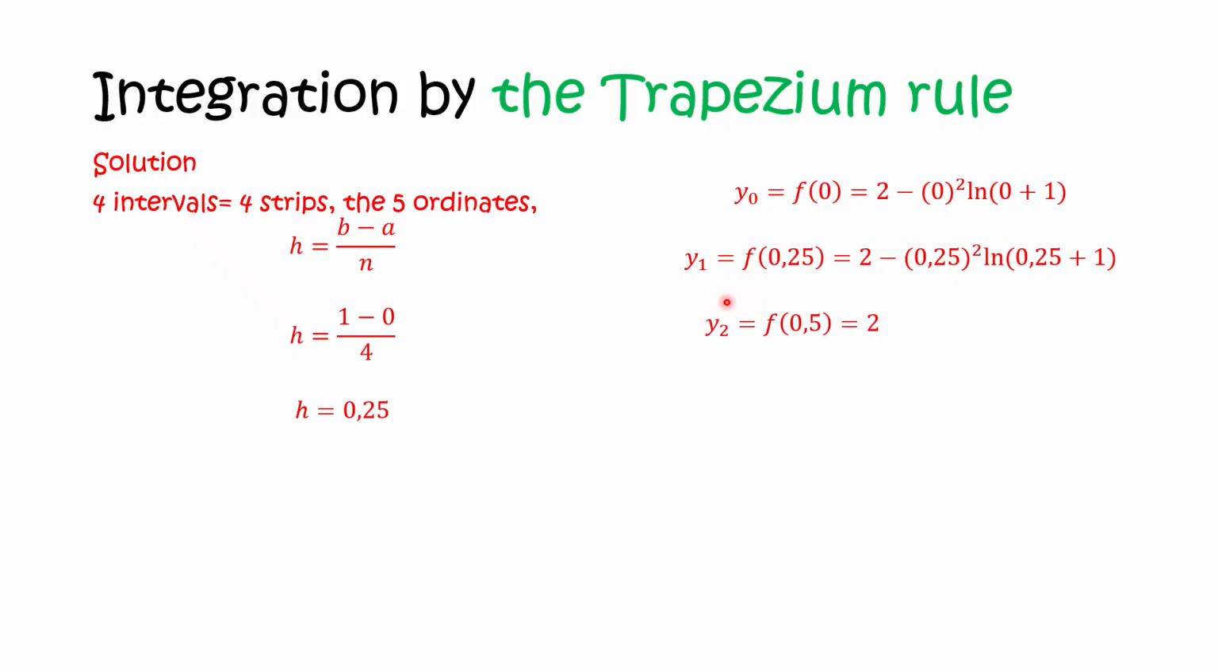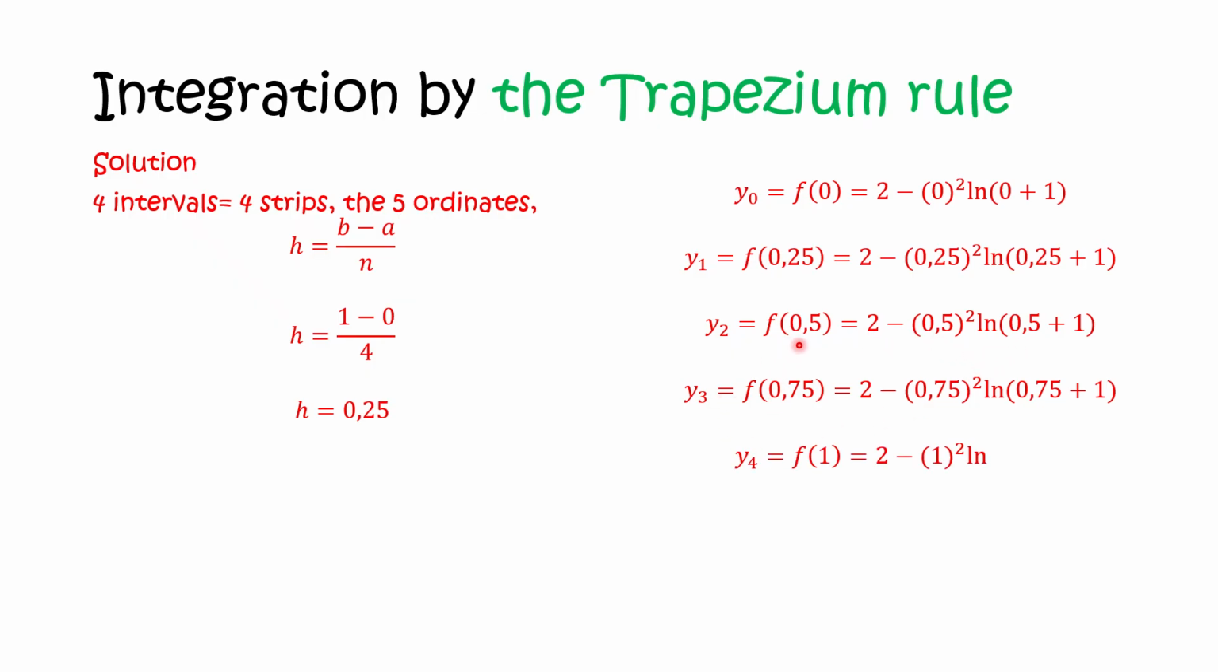We move on to y1. Remember, our h is 0.25. That is more like our step size. So we are saying that to the previous x value, we add the step size of h, which is 0.25, so that we have f of 0.25. So where we have x in the function, we just substitute it with the 0.25. We do the same thing for y2. So adding 0.25 to the previous x, we would get 0.5. So f of 0.5, we would have it in that manner.